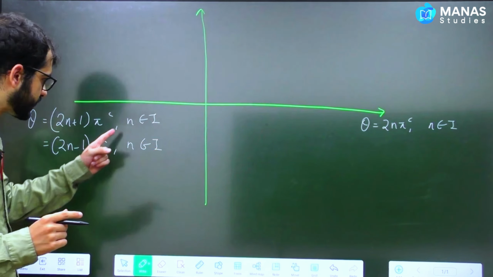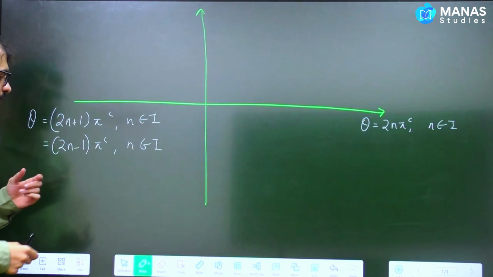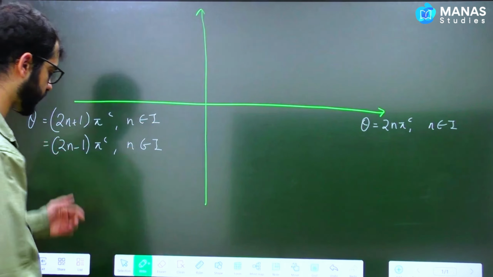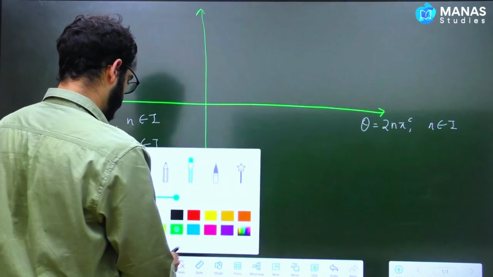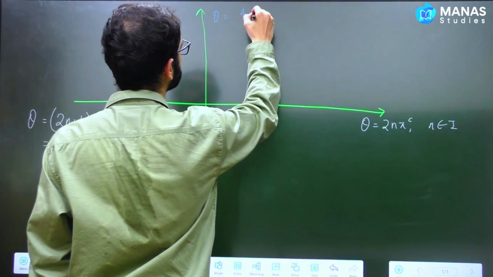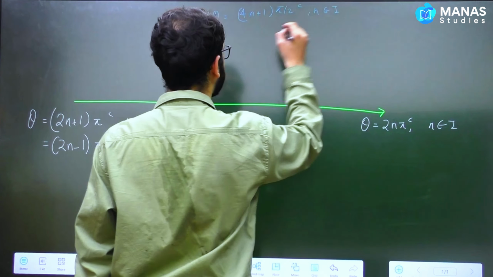I hope it's clear that this n and this n are different variables. This n belongs to this and this n belongs to this. So I'm going to say either 2n plus 1 pi radians or 2n minus 1 pi radians, plus 1 or minus 1. Now let's talk about the vertical axis. If I want to find the general term for the angles referring to positive y-axis, I'm going to say theta is equal to 4n plus 1 pi by 2 radians, where n belongs to integers.